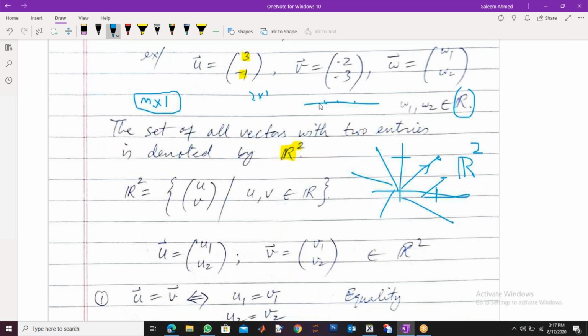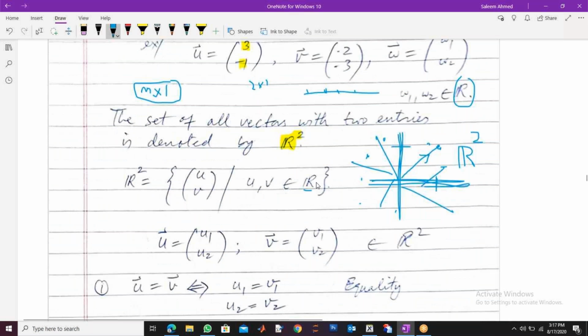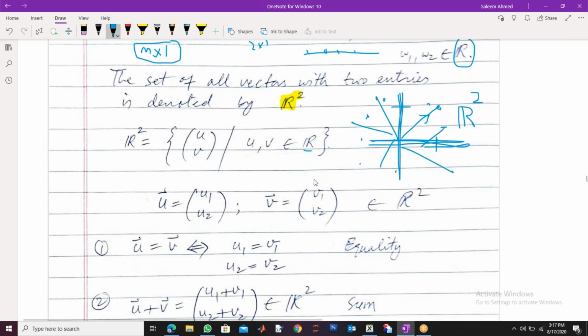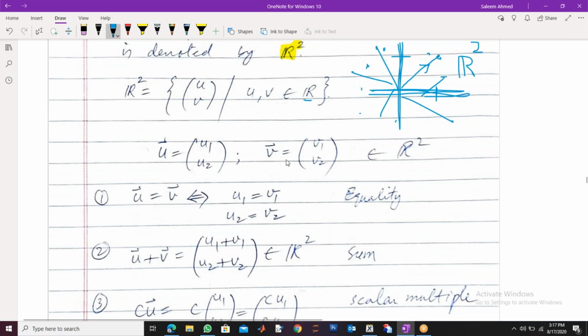Now we have two real lines. One is vertical, one is horizontal. Now all the points, all the vectors here will be the set R square. So R square contains all 2 by 1 matrices, where these entries are real numbers. So if you pick any two vectors, u and v, they can be anywhere, right? They can be 1 2 3 4, -2 1 5 7, any two vectors from R square.